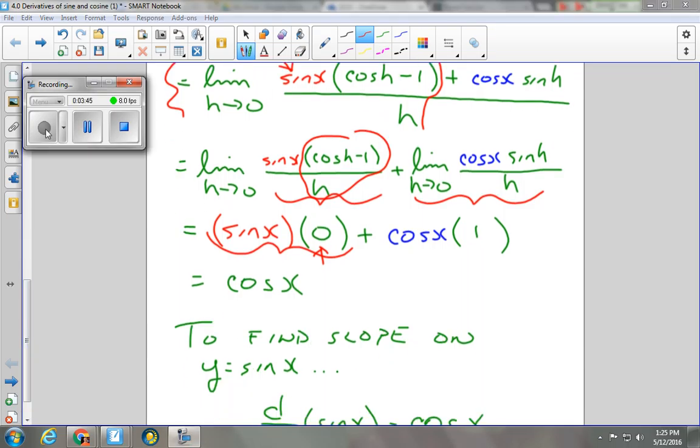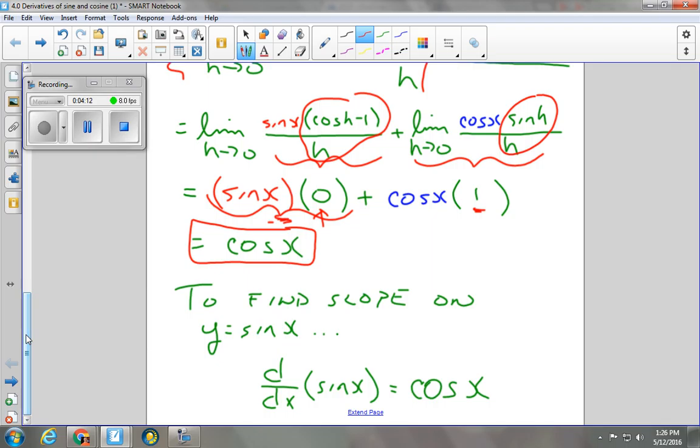Okay, so that's equal to 0, the part in red here. And this, I know that sine h over h is equal to 1. So in the end I've just got 0 plus cos x. So when I took the limit, the derivative of sine x is just cos x. So this is our first derivative.